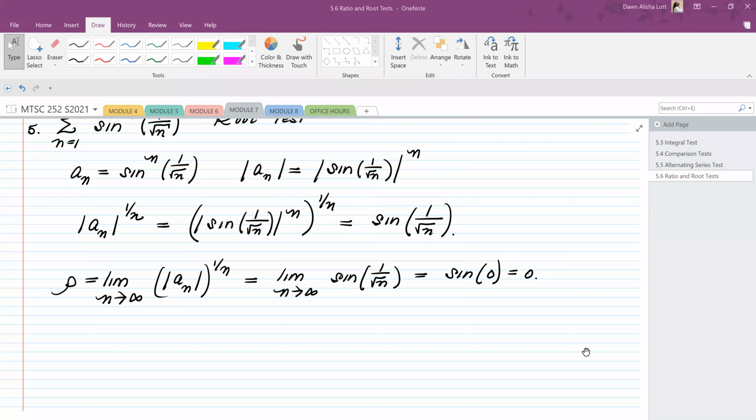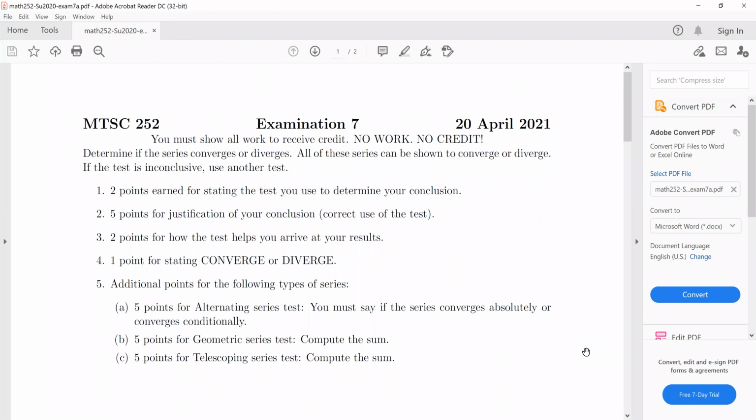Okay, so this is what your exam looks like. All right, just want to be clear. I hope you should be able to see it. The first thing, as always, you must show all work to receive credit. No work, no credit. If you just have converged, I'm not giving you credit for that.